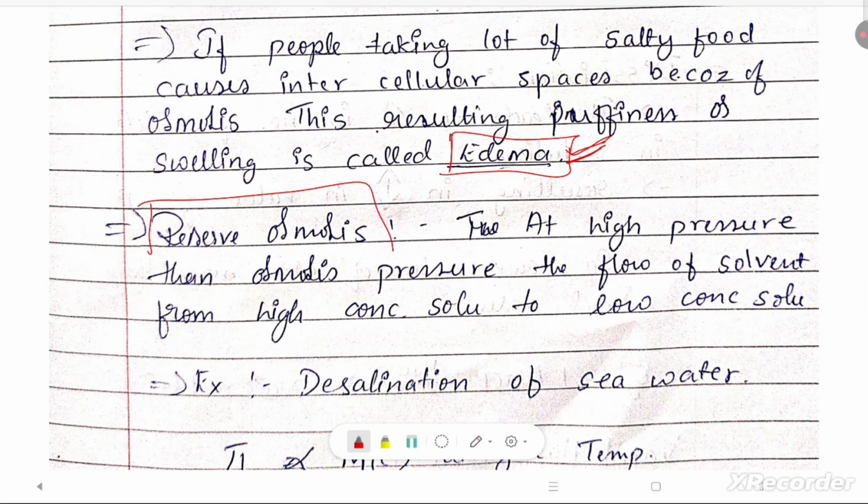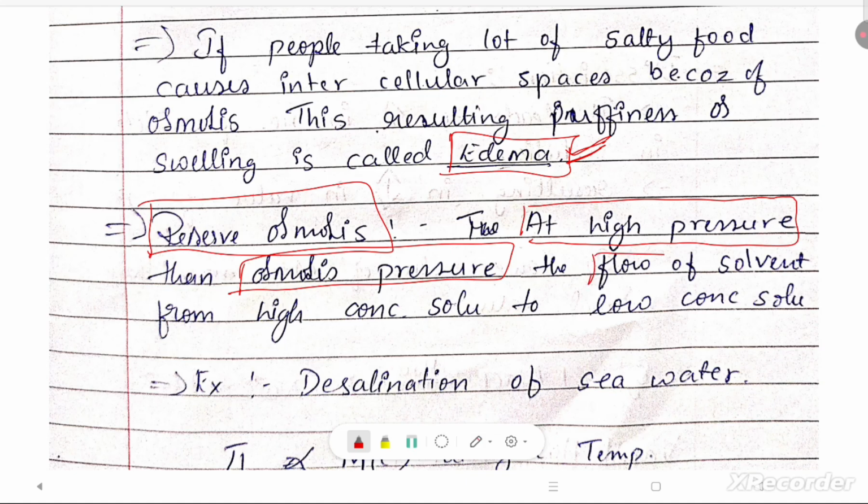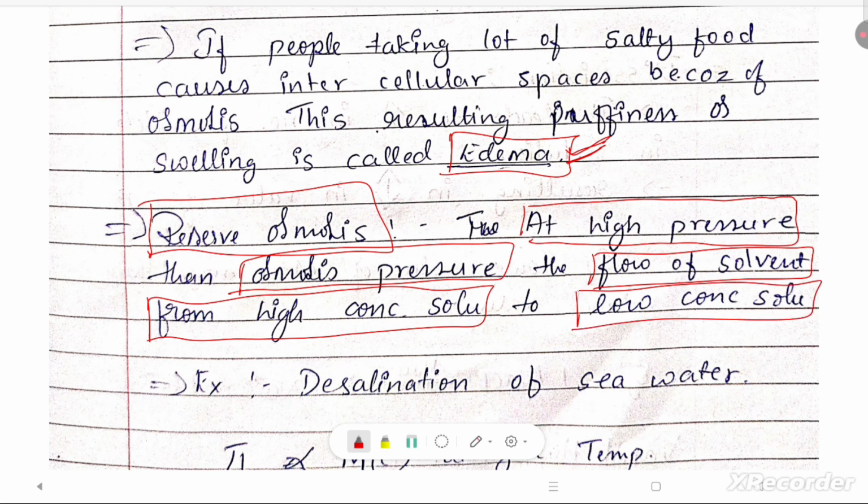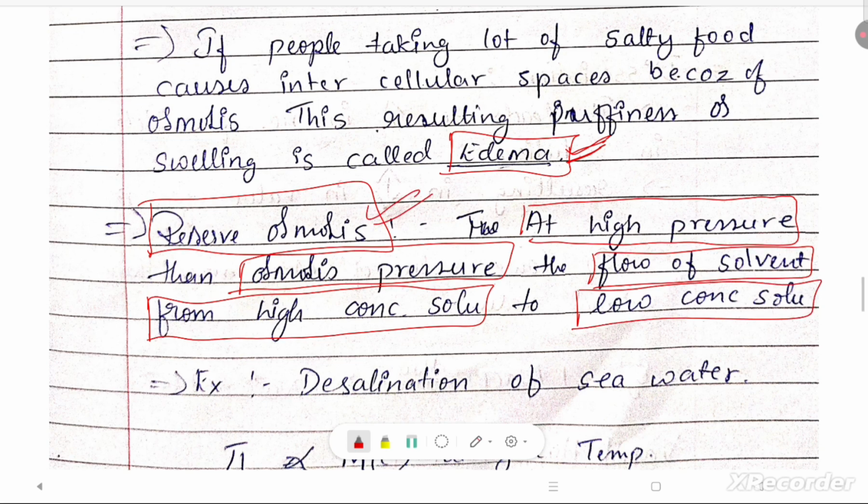Then reverse osmosis. What is reverse osmosis? The opposite of osmosis. Here the movement of solvent molecules is reversed. When does that happen? When a pressure higher than the osmotic pressure is applied. If you apply a pressure more than the osmotic pressure, the flow of solvent moves from higher concentration to lower concentration. That is called reverse osmosis.